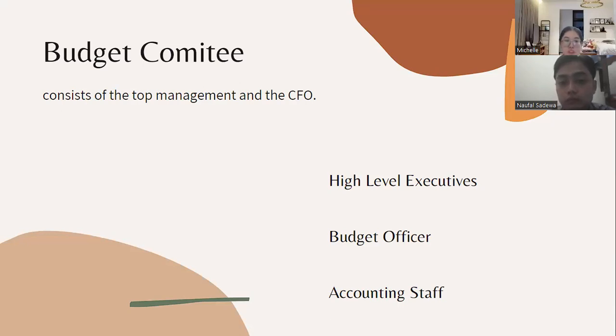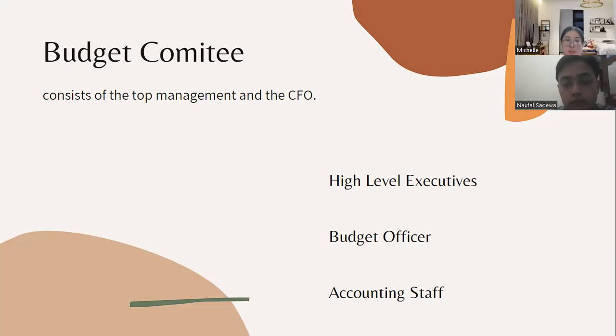The composition of this budget committee is high-level executives, to ensure budgets are realistically established and coordinated satisfactorily. These high-level executives include sales managers, production managers, purchasing managers, personnel managers, marketing managers, and R&D managers.